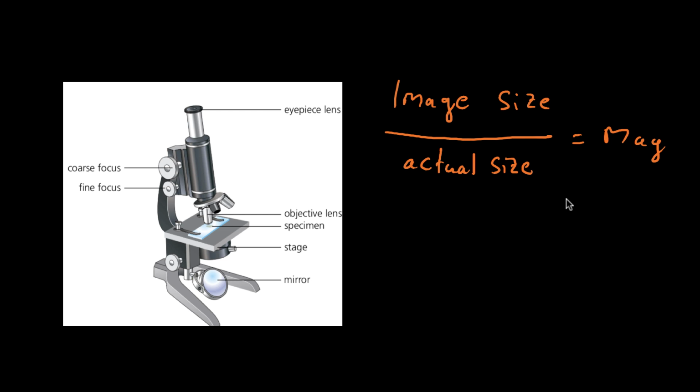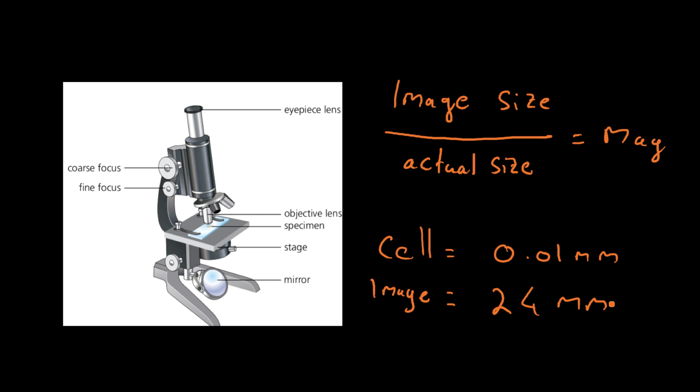Now, another way in which you can work out magnification, which is the more common thing you're going to be asked, is if you have the image size and the actual size. So let's say they gave you a diagram of a cell and told you how big that cell is in real life. Let's say they told you the cell was 0.01 millimeters, which is the same as 10 micrometers. Then you measured the image and it was 2.4 centimeters. I'm going to write it in millimeters because the units have to be the same. So 2.4 centimeters is 24 millimeters.